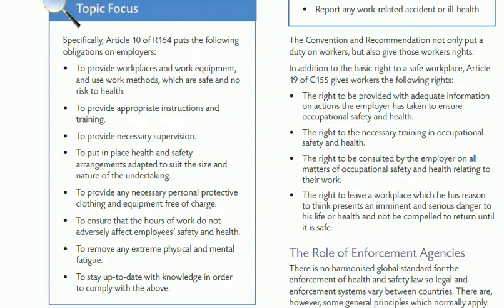Now, these are the workers' rights. These are rights that the worker has. It says here the right to be provided with adequate information and actions the employer has taken to ensure occupational safety and health. The worker has a right to know the measures that the employer has put in place to ensure that he works safely. He has a right to training. Yes, he has a right to be instructed, and he also has a right to consult the employer on matters relating to health and safety, particularly if it relates to their job.